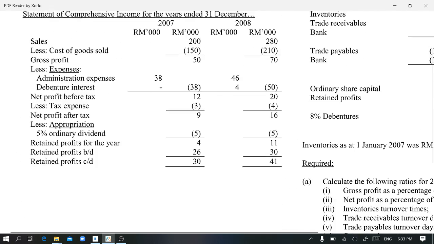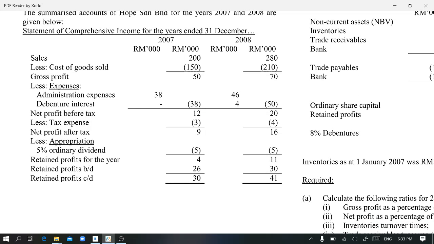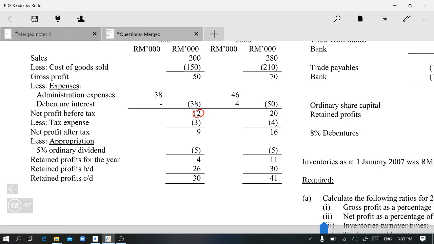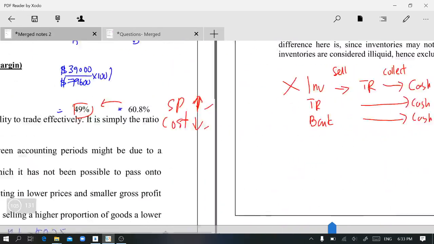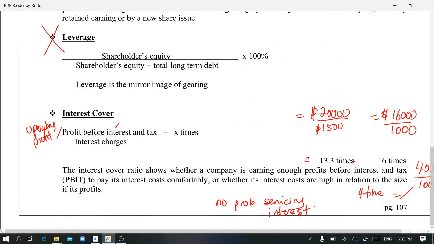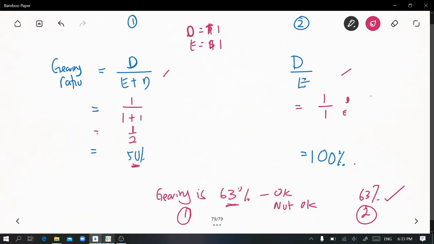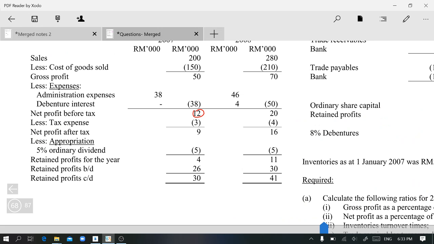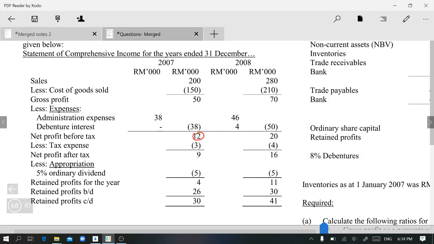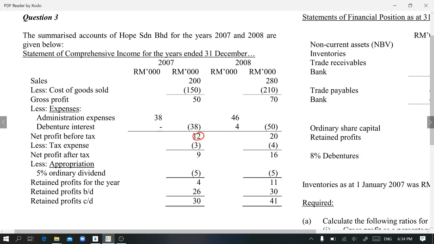Okay, I use this example question. So for example here, you have a net profit before tax, but the formula is before interest and tax. So what must you do? This is profit before tax, which means it's after interest. So what you do is you already minus 18 to get 12. You want a profit before interest, so you add back.